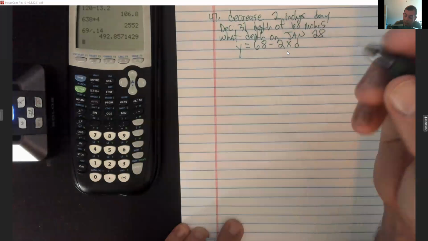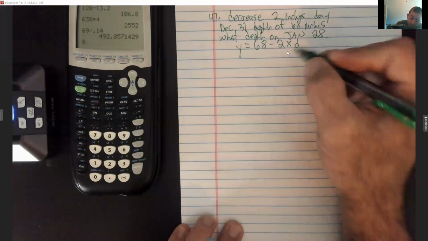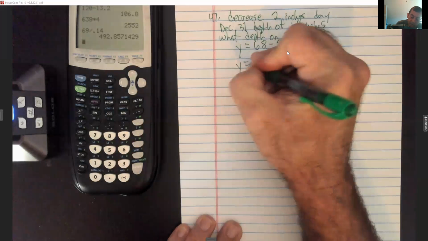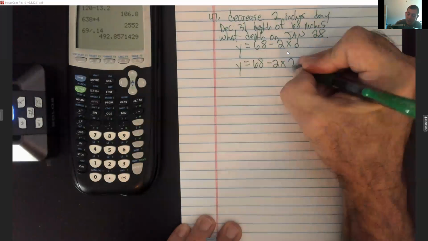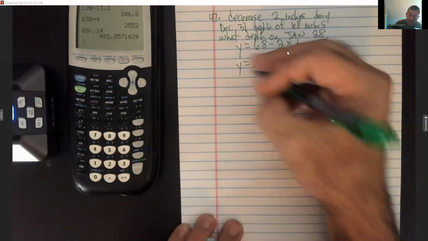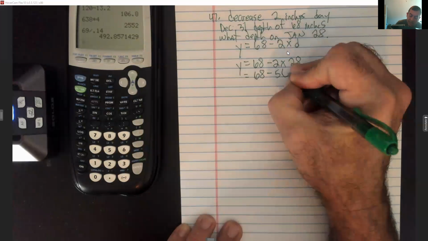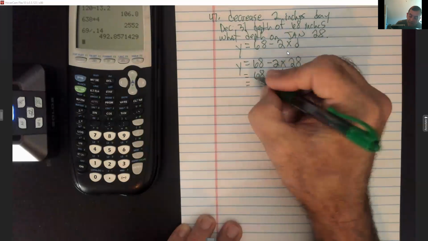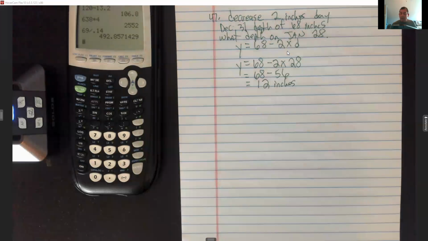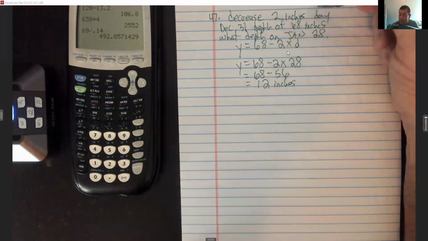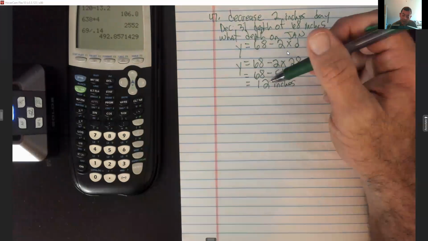They want to know how much the depth will be on January 28th. So that'll be 28 days. So y equals 68 minus 2 inches a day times 28 days. So that'd be 68 minus 2 times 28, which is 56. And 68 minus 56 gives me 12 inches of snow. So it started at 68. By the time you get to January 28th, you're only going to have 12 inches of snow.